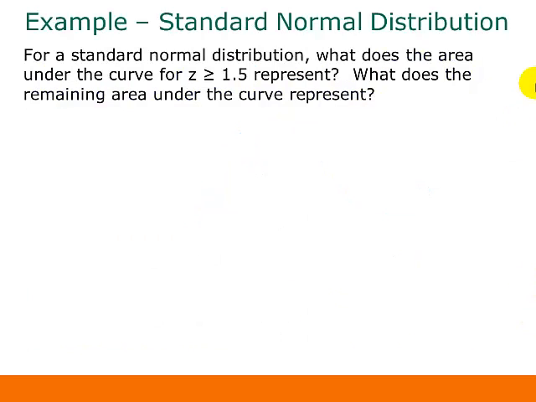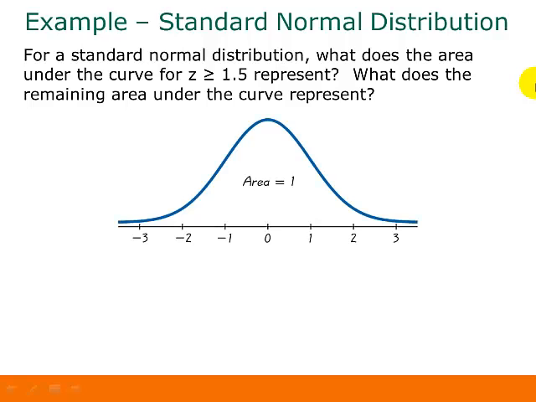Here's an example with the standard normal distribution. For a standard normal distribution, what does the area under the curve for z greater than or equal to 1.5 represent? What does the remaining area under the curve represent? Here's our picture again. And if we put in the value of 1.5, and since we're talking about the area under the curve for z greater than or equal to 1.5, we're going to shade from here over to the right. And again, you're going to be shading in the same direction as your inequality points.